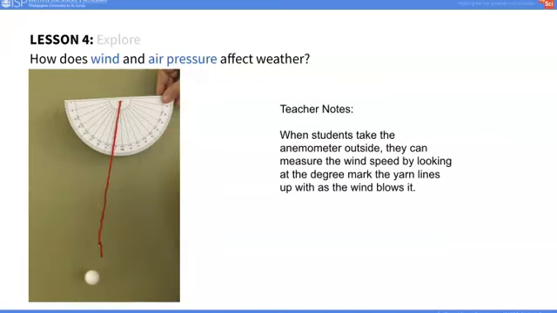Students will take the tools outside to measure the wind. It is important that students hold the tool far away from their body to avoid blocking the wind. They should also hold the protractor so it is aligned with the direction of the wind. Students should recognize that the degree measurements on the protractor correspond to wind speeds. For example, 90 degrees represents a wind speed of 0 miles per hour. 70 degrees represents a wind speed of 20 miles per hour.